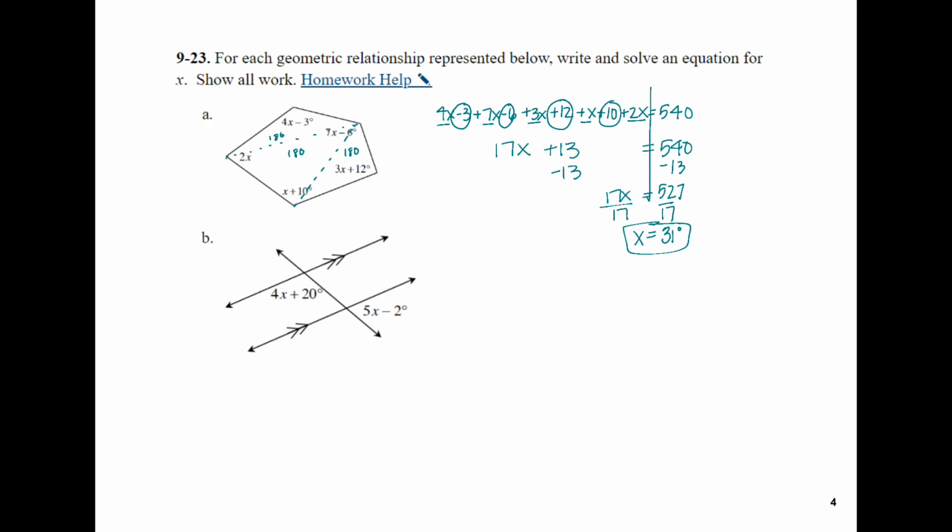Looking at letter B, I know that vertical angles are congruent, and I also know that if we have parallel lines, corresponding angles are also congruent, which means that 4x plus 20 plus 5x minus 2 forms a straight line that equals 180 degrees. So 4x plus 5x gives us 9x. 20 minus 2 gives us 18. The inverse of positive 18 is negative 18. 9x is equal to 162 divided by 9. X equals 18 degrees.